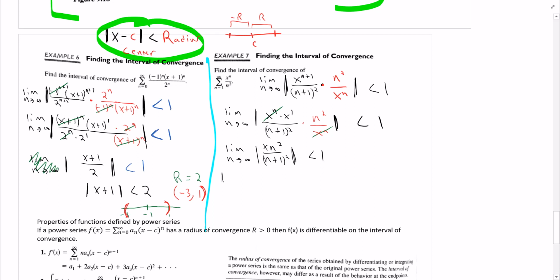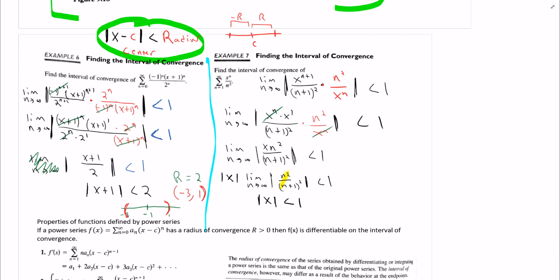Since x has nothing to do with this limit, we can factor it out like this. And we'll have n squared over (n plus 1) squared. And this thing goes to 1, right? So it's basically absolute value of x times 1, which is the absolute value of x.